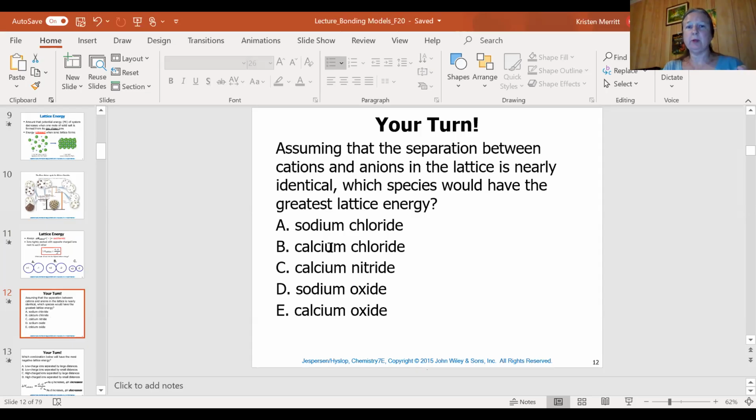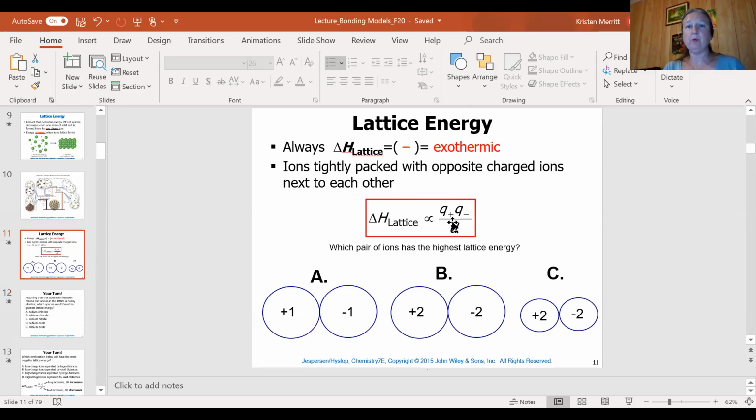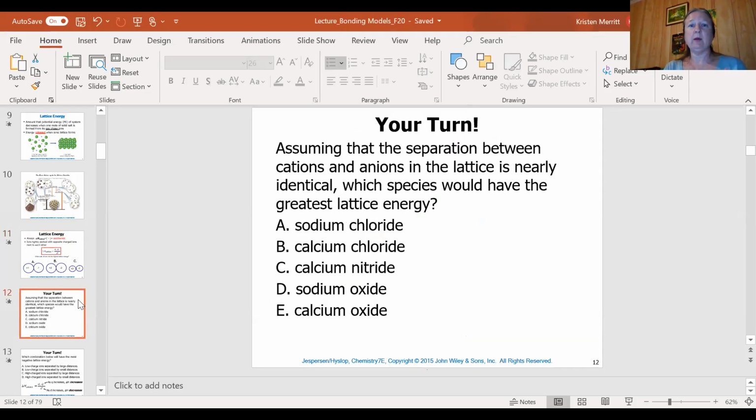Calcium chloride, that's a +2 and a -1, so that's a 2. Same thing here. Sodium oxide, you have a +1 and a -2. So again, that's 2. Calcium oxide is +2 times -2, and so this would be 4. Our number on the top of our lattice energy would be 4 divided by some distance. That is absolutely going to drive the lattice energy of those choices, and that will be the highest lattice energy.